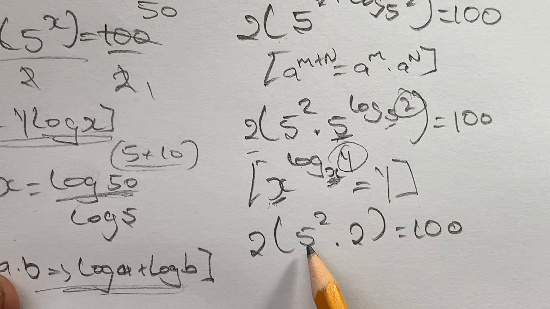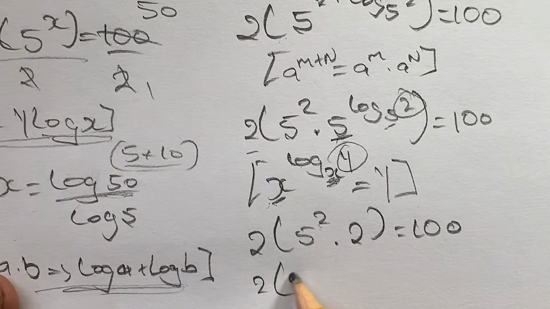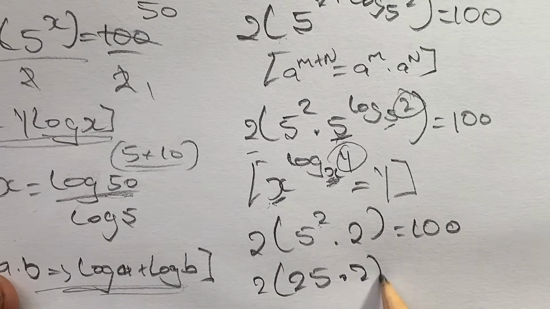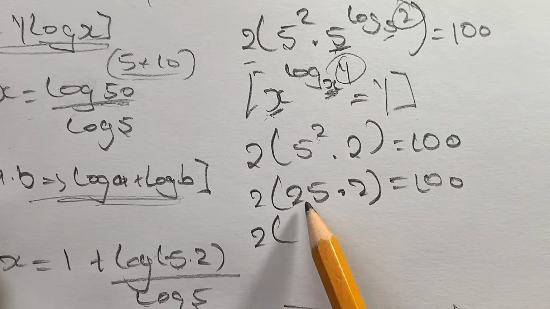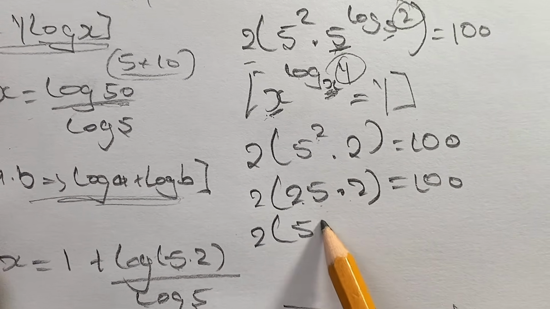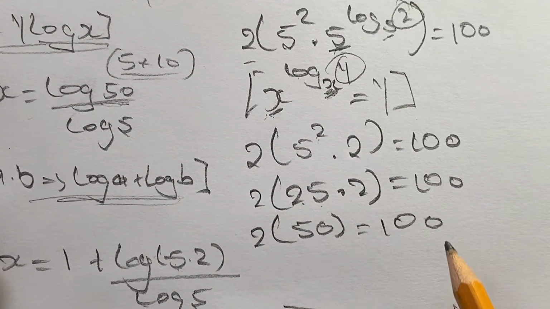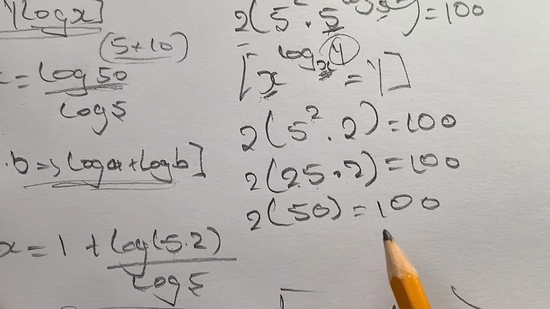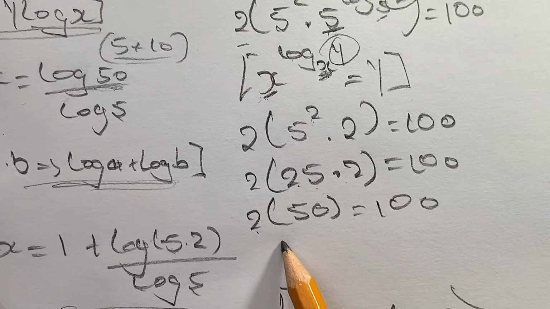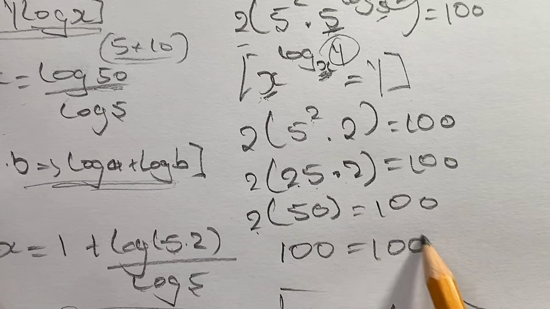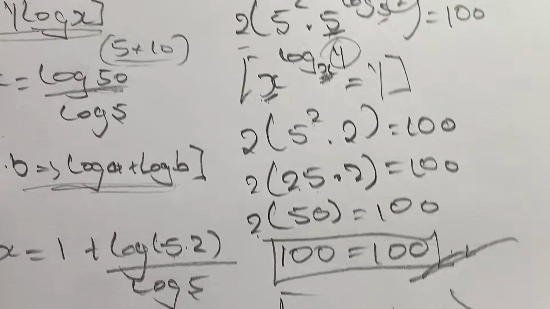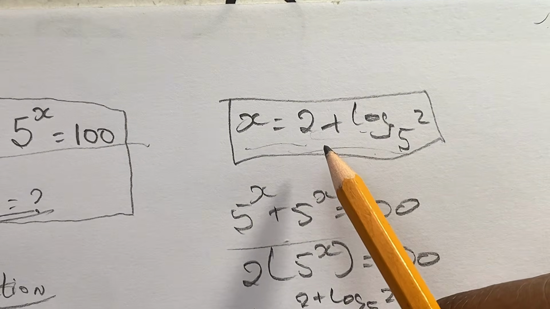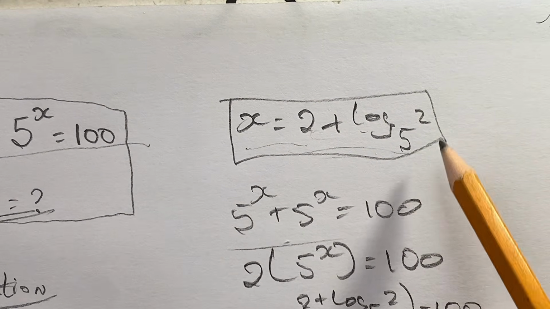And we know that we'll be doing exponents first. So we say 5 squared is going to be 25. So we say 2 times 25 times 2, that's going to give us 50, is equal to 100. And we can clearly see that 2 times 50 is really 100. So there we actually have it, that our solution is verified, and that x indeed is equal to 2 plus log base 5 of 2.